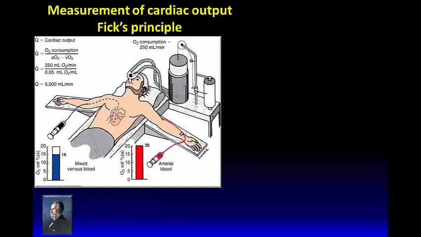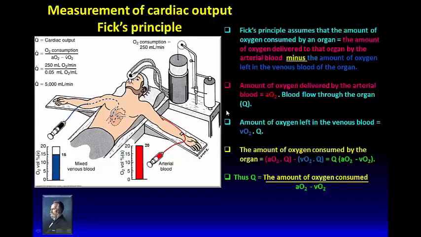Another way for measuring the cardiac output is to use Fick's principle. Fick's principle assumes that the amount of oxygen which is consumed by a particular organ is equivalent to the amount of oxygen delivered to that organ by the arterial blood minus the amount of oxygen which is left in the venous blood which leaves the organ. The amount of oxygen which is delivered to the organ by the arterial blood is equivalent to the oxygen content of the arterial blood multiplied by blood flow through the organ.